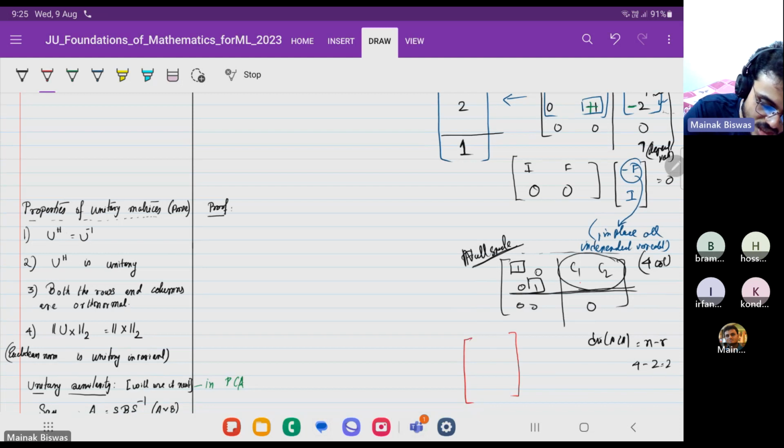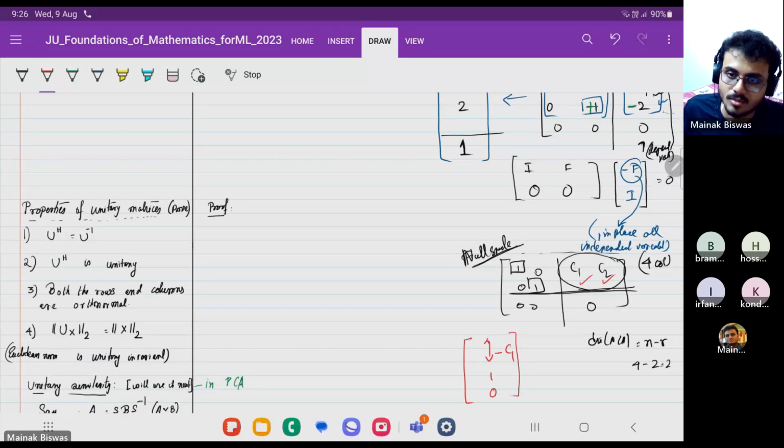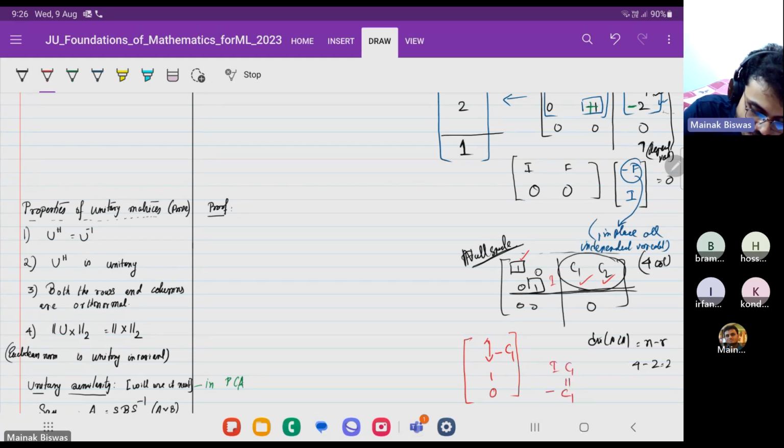In this case, I will be putting 1, 0, right? If I put 1, 0, what will I put in this place? Minus C1. Do you agree? If I put minus C1, what will I be left with? When I multiply I comma C1, I will be getting C1 minus C1, and you will be having this column from this one plus C1 equal to 0. Agreed or not? Yes. And then what will be the second one if you have understood?